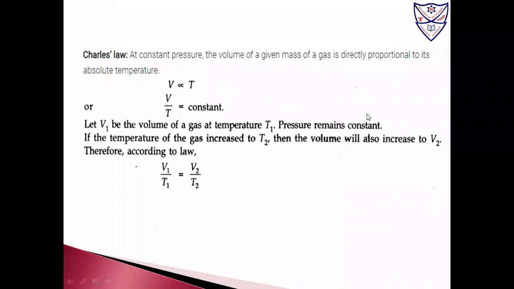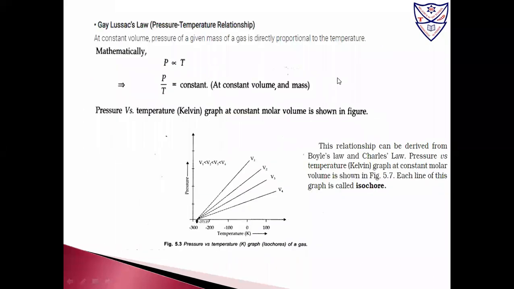Alright? The next one, the third one, is the Gaseous law. Here, what is constant? Obviously, the volume is constant. Here also, pressure is directly proportional to the temperature. As the pressure increases, temperature also increases. As the pressure decreases, temperature decreases. So P by T equals constant. See here, V1 is less than V2 is less than V3 and V4 is the mole. So as the volume increases, the temperature also increases.